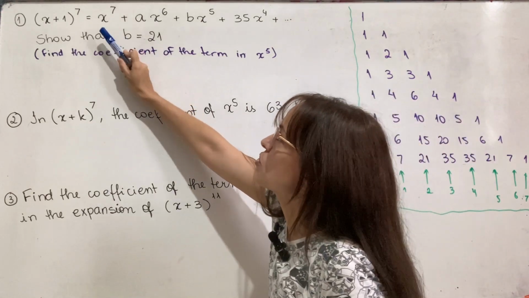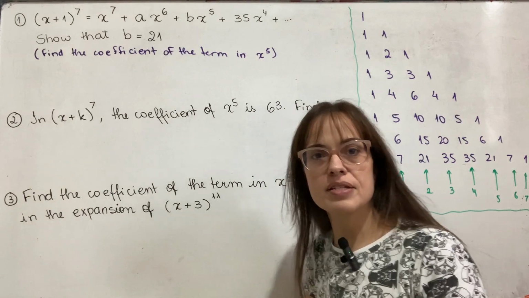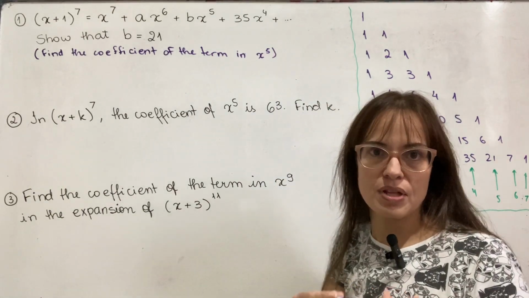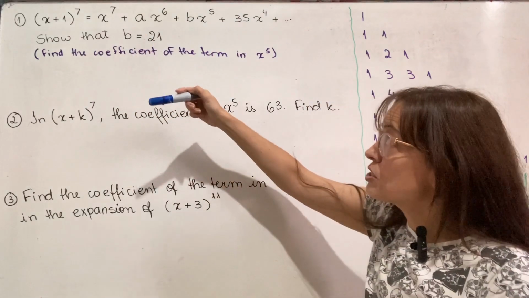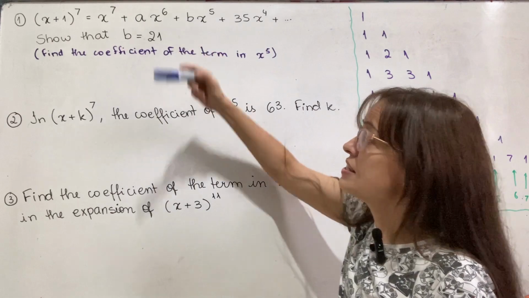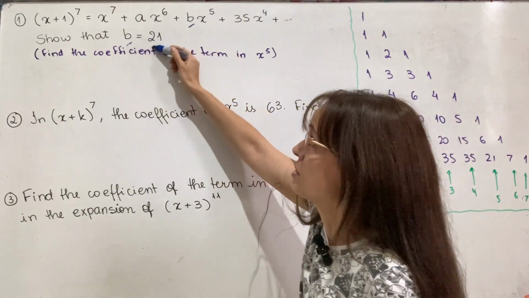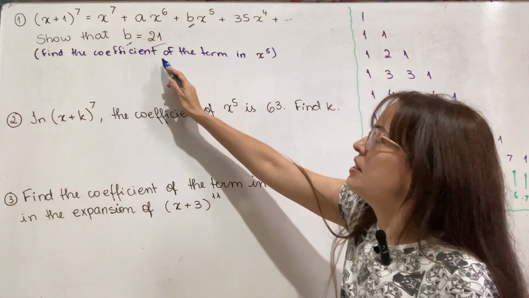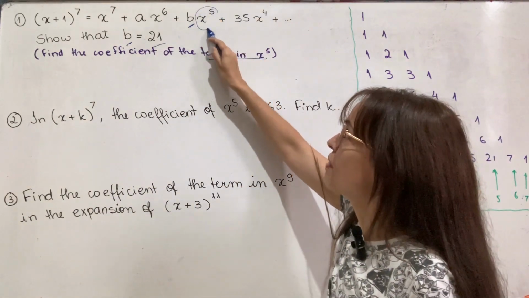So he says x to the power of 7, which we know is the first term, and then the second term is going to be something with x to the power of 6, which he's calling A. The next one is x to the power of 5, but the coefficient is b, and this is the coefficient that he is interested in. He wants to show that b is equal to 21, and b is the coefficient of the term in x^5.